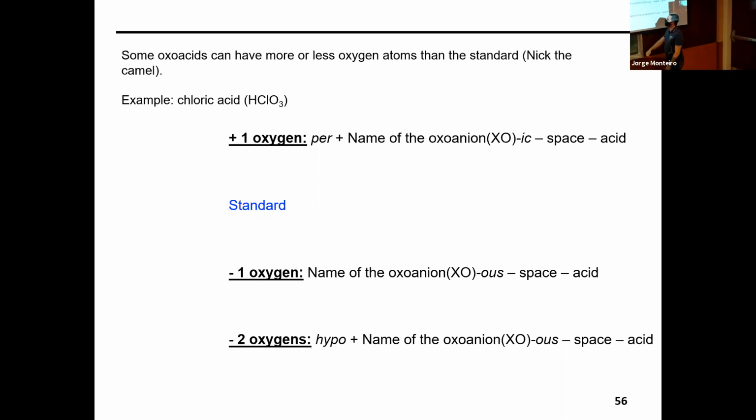And it's also possible to lose two oxygens from the standard. Losing two oxygens from the standard, that becomes HClO. Now we are going to add hypo in front of chlorous. And then acid.